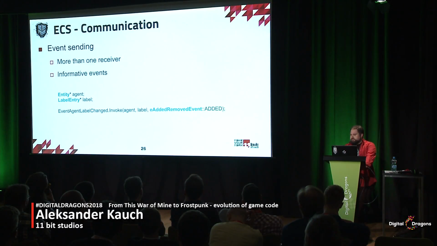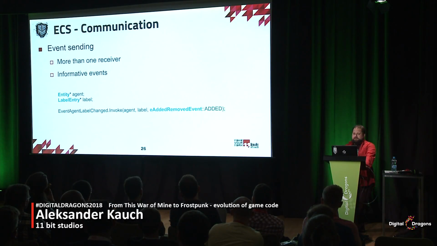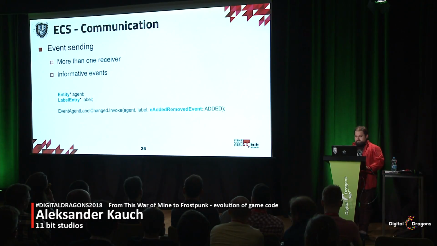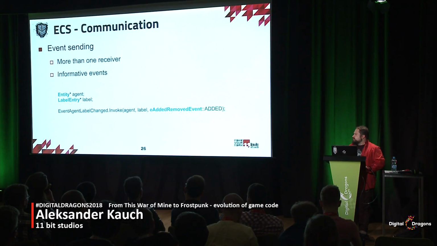And of course, we had another method, event sending. We use that method of communication between systems when there should be more than one listener for an event, or when there were informative events. So if something happened, like an explosion, then other systems were informed by an event invoked, like here. In this case, we've got an event for a change of a label of an agent, so we change some tag of an agent, and the event is invoked with arguments, as you can see.